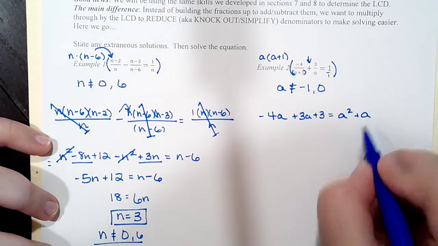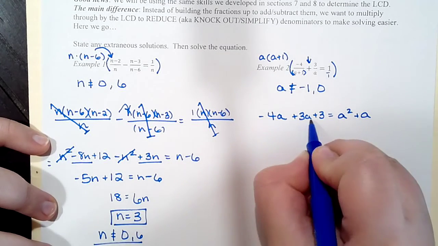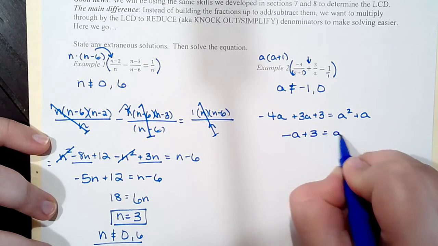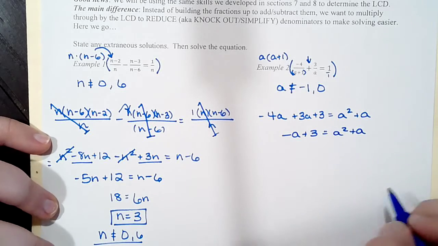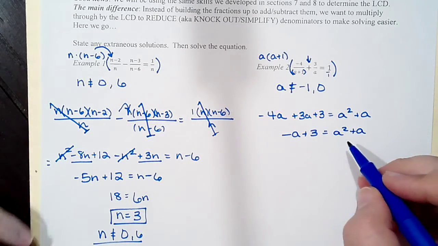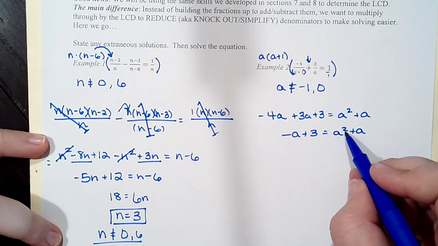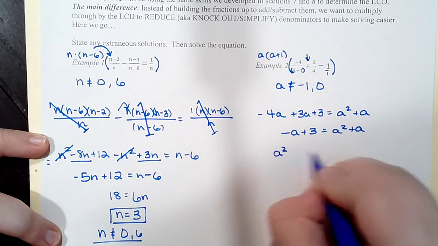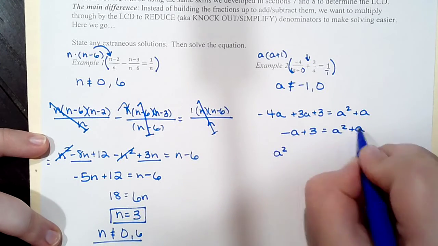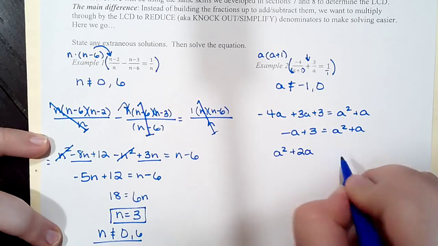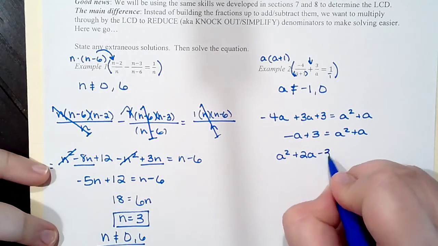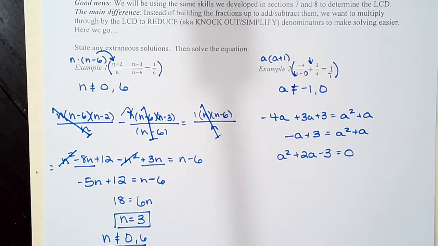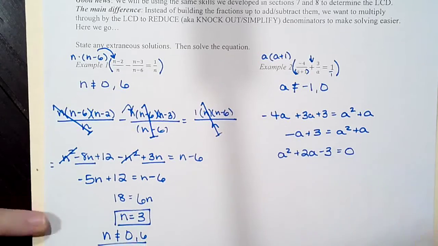Now that we've got a one-liner, let's simplify. -4A plus 3A is -A plus 3 equals A squared plus A. I can already tell that I've got a trinomial in the works here because this A squared isn't going to cancel. So I'm going to move everything over to that side. So I have A squared. When I move this A over, I add it, plus 2A minus 3. And then all I get on the left side is a 0, so I'm going to move that to the right side. All I've done is simplify this step.